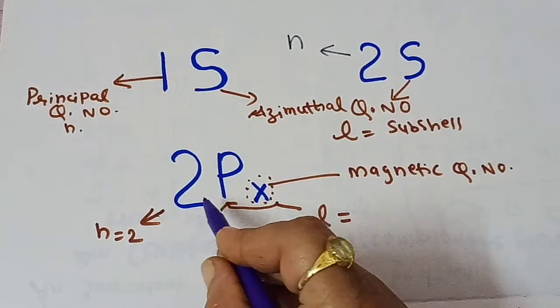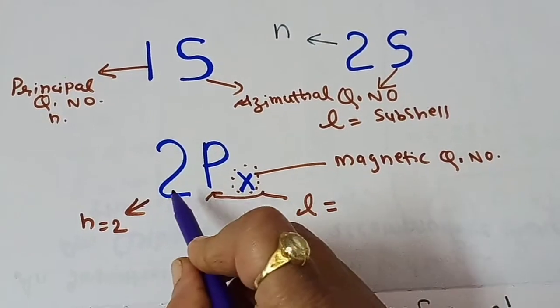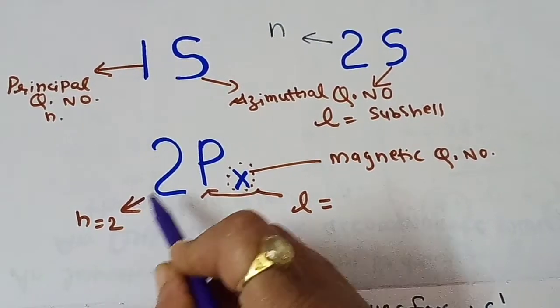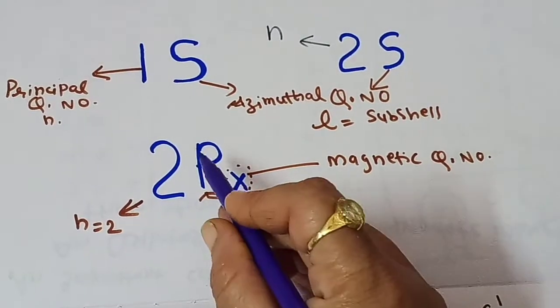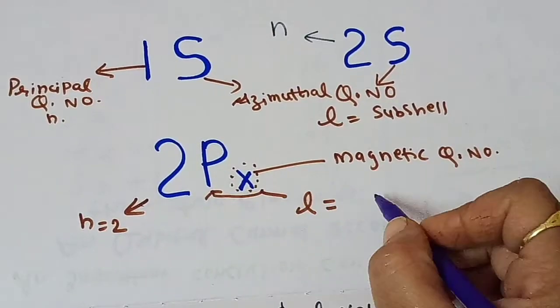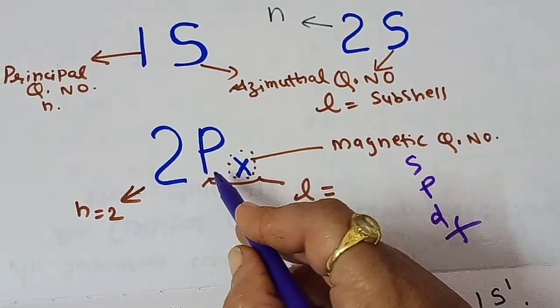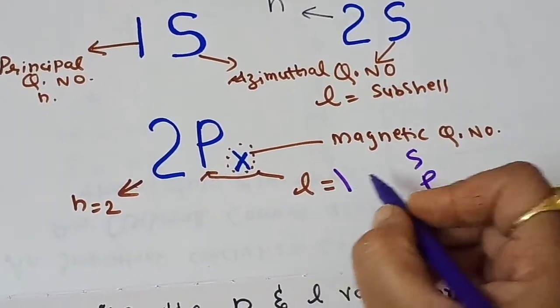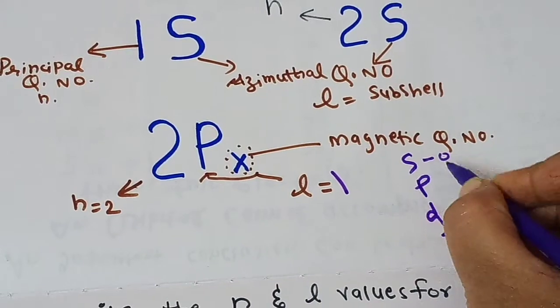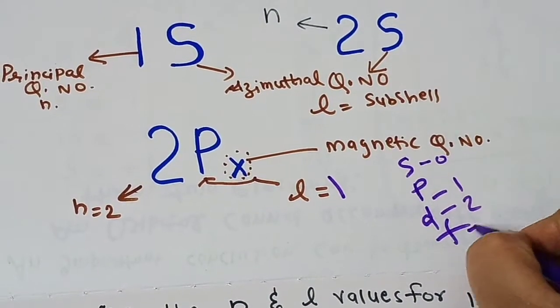Now suppose it is 2px. This is the principal quantum number. So what is n here? 2, and p is here. What does it mean? We already said s, p, d, f. So what is the value of p here? It is your L, but the value for p will be 1, because s is 0, p is 1, d is 2 and f is 3.